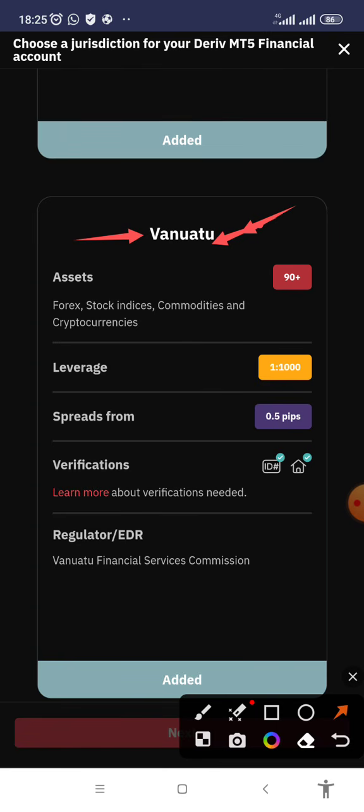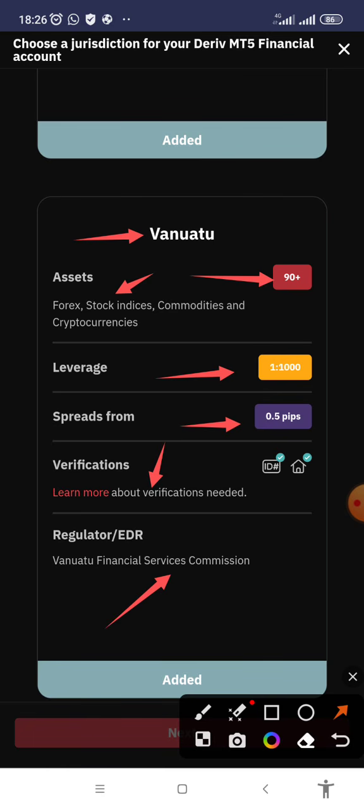So the third account, which is under Vanuatu, I have access to only about 90 assets. But it's fine, because I have all the Forex currencies that I wanted. I have stock indices, commodities and cryptocurrencies. So almost all the things I needed are in this account. The leverage is also 1:1,000. And the spread is also very tight, 0.5 pips. Very tight. The verification process is the same.